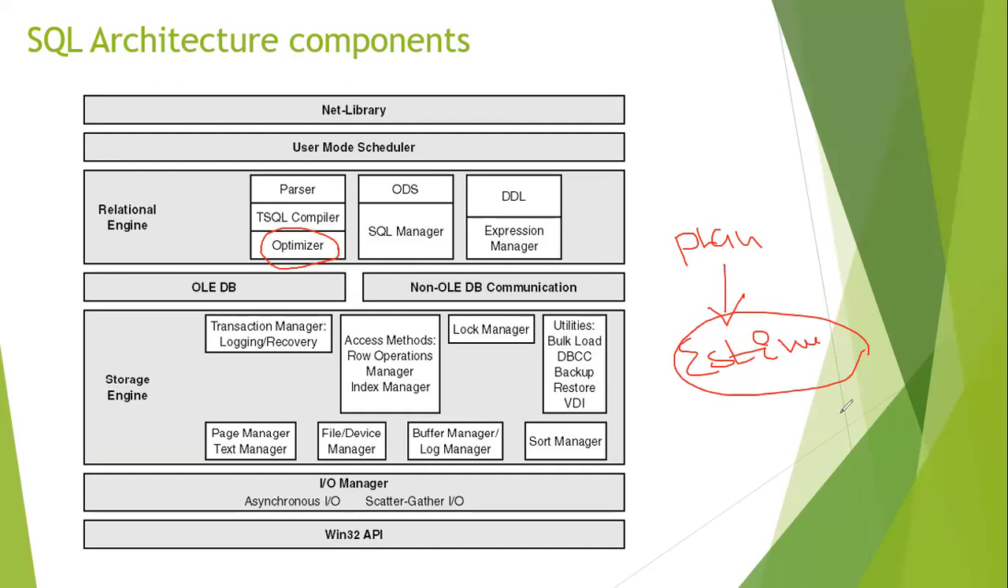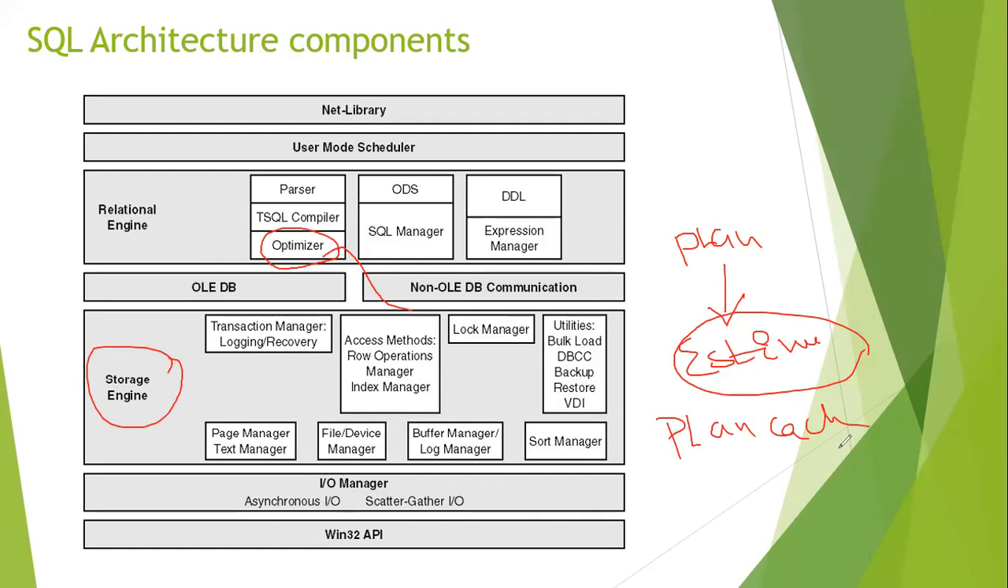As soon as it generates a plan, the same query might be executed again in the future. So the plan has to be cached. The plan has to be stored somewhere in memory so that it can be reutilized. So the optimizer stores the plan in the storage engine's memory, the plan cache. We call it the plan cache, where we store the execution plan of the query.